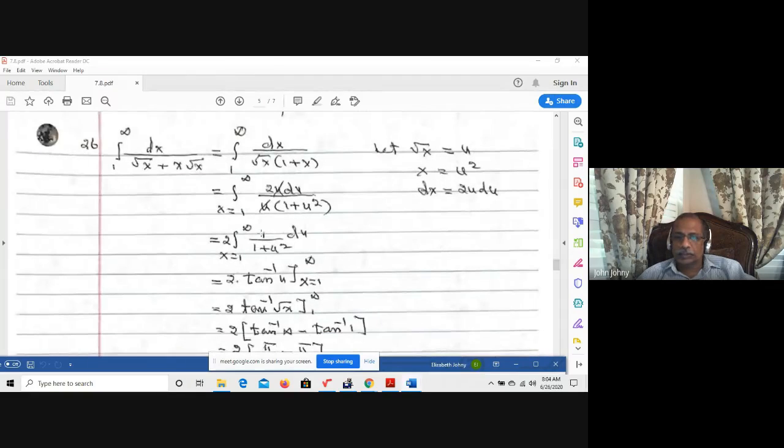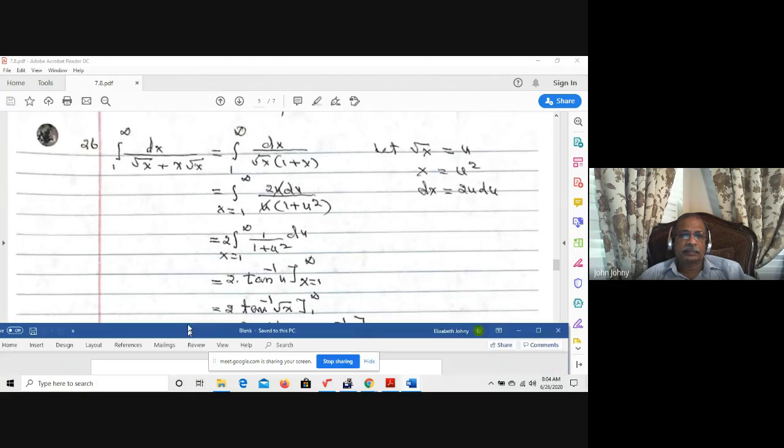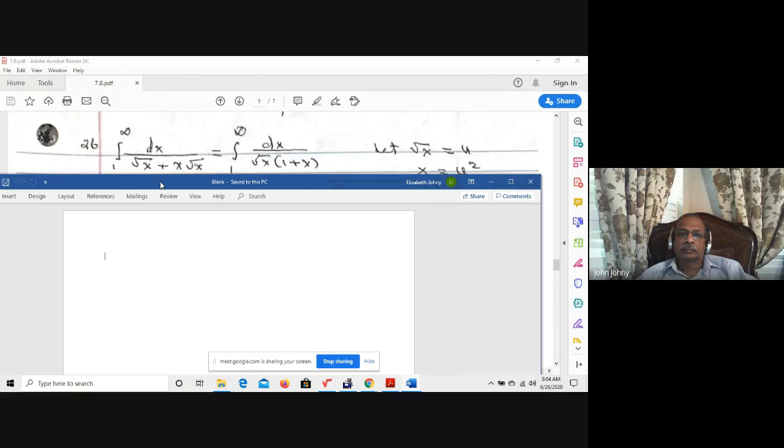Number 26. Yeah, that question is a little difficult. Integral from 1 to infinity of dx over square root of x plus x times square root of x. You may pull out a square root of x. So that is the integral from 1 to infinity of dx over square root of x times (1 plus x).